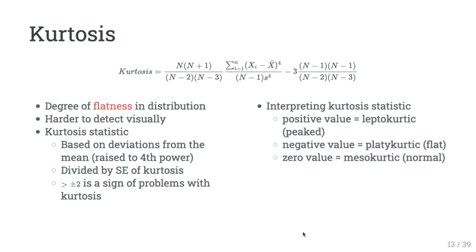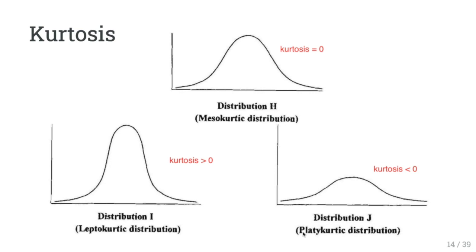When it comes to interpreting kurtosis, a positive value means it's leptokurtic. It means it's really peaked. I'm going to show a picture in just a moment about it. A negative value is platykurtic, meaning it's really flat. Or 0 means it's mesokurtic, which is normal. It's kind of a nice bell curve. So here are some examples. Kurtosis of 0 is a nice normal distribution. Kurtosis that's positive is peaked. Kurtosis that's negative is really flat.